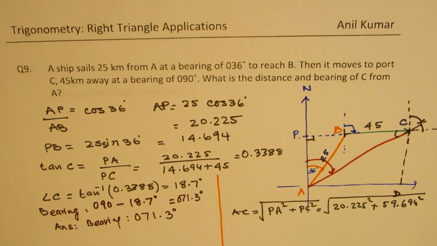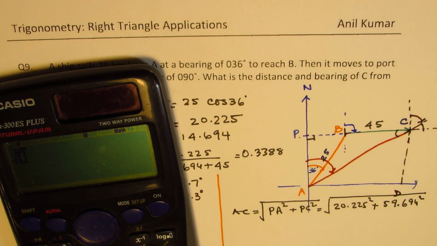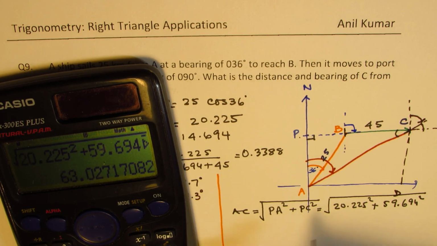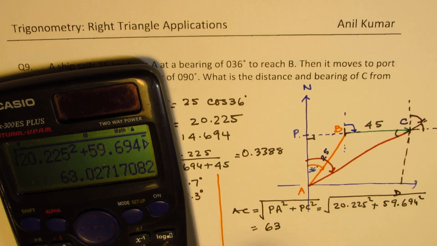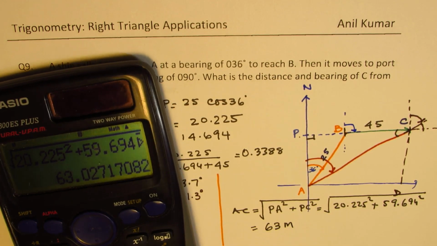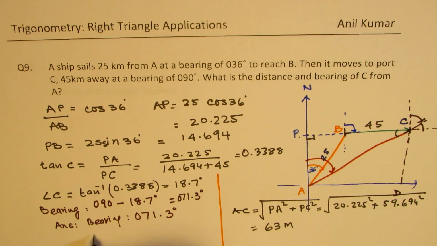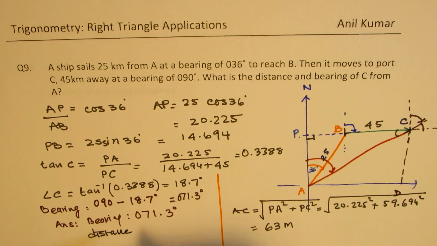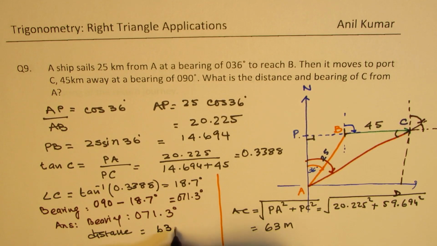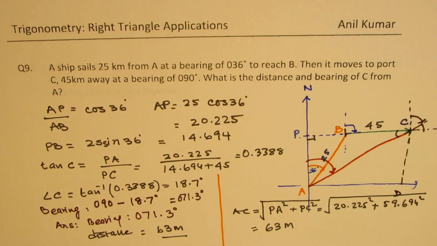So let's calculate this answer. The square root of 20.225 square plus 59.694 square is equal to approximately 63 meters. So the bearing is this much and the distance is 63 meters. Is that clear to you? Perfect. So that is how we are going to answer this question. I hope the steps are absolutely clear.